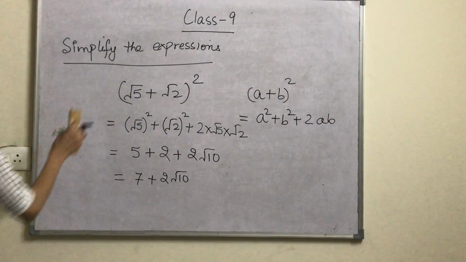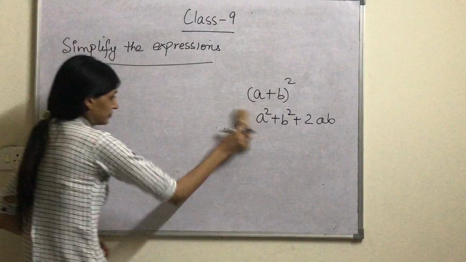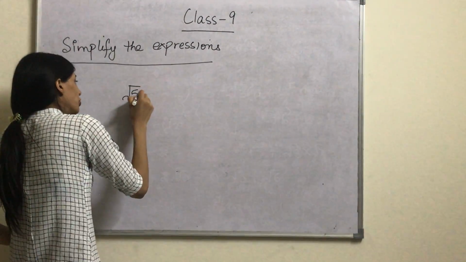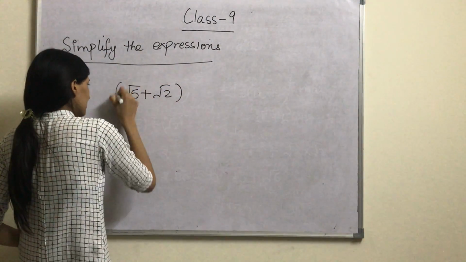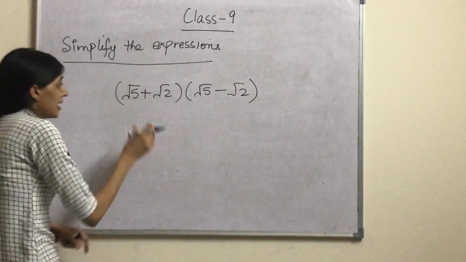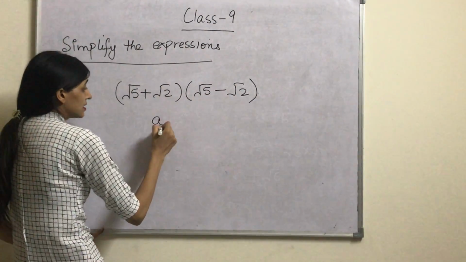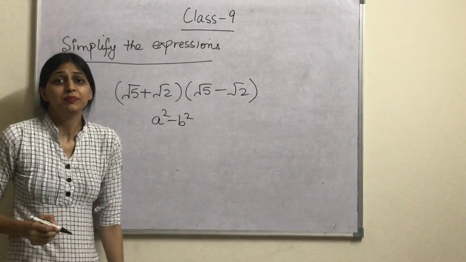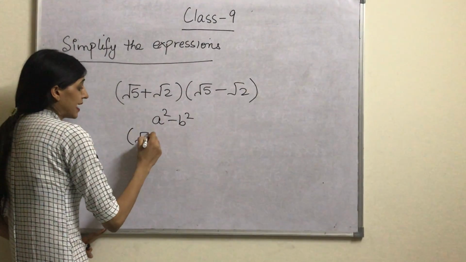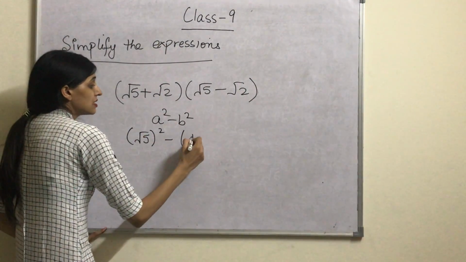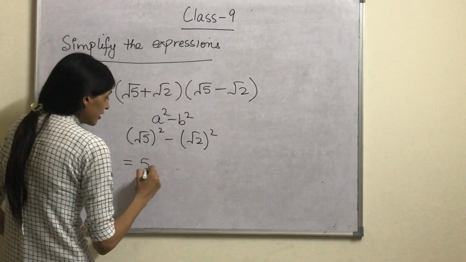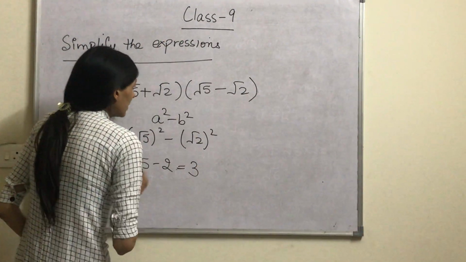Similarly, we can do (root 5 plus root 2)(root 5 minus root 2). A plus B, A minus B is A square minus B square. Okay, so A is this, B is this. Root 5 square minus root 2 square. Okay, so what does it come to? 5 minus 2. The answer will be 3.